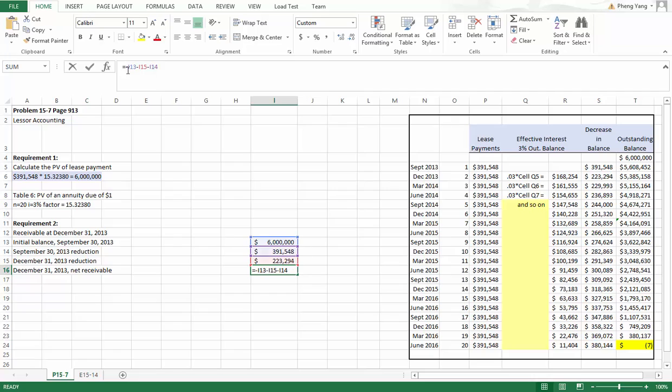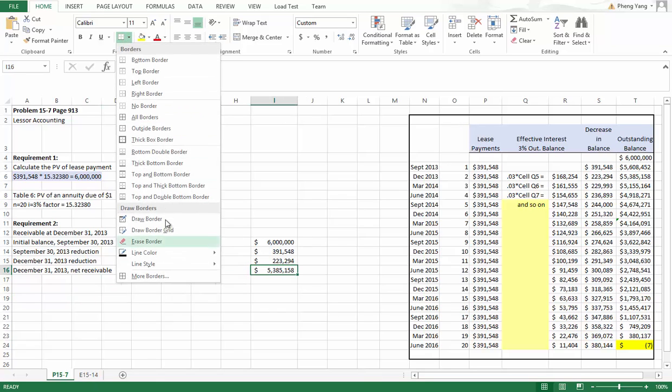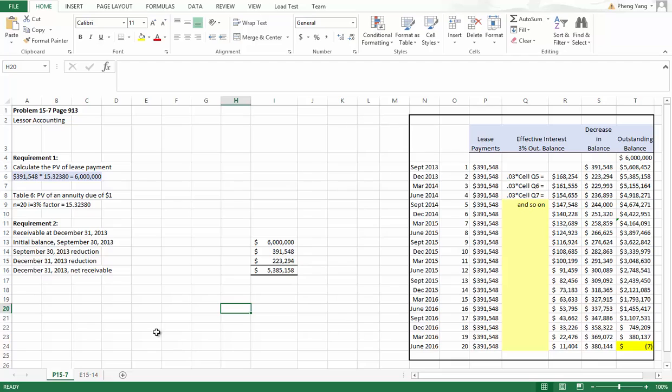$5,385,158. That is what they are supposed to report in their balance sheet as of December 31st, 2013. Okay?